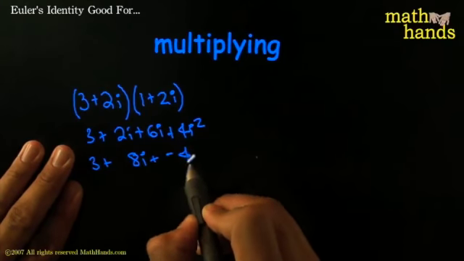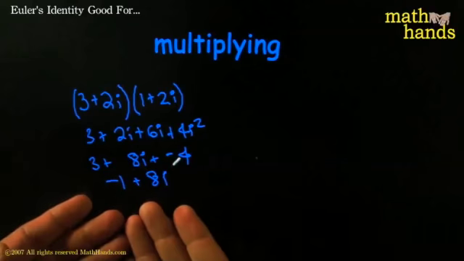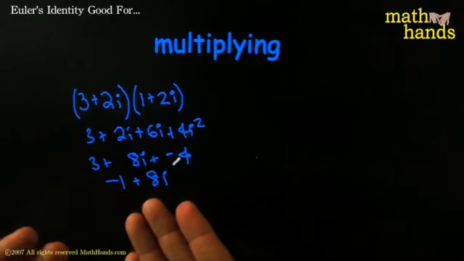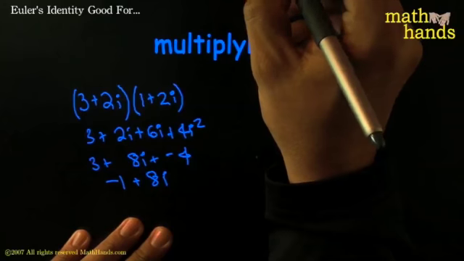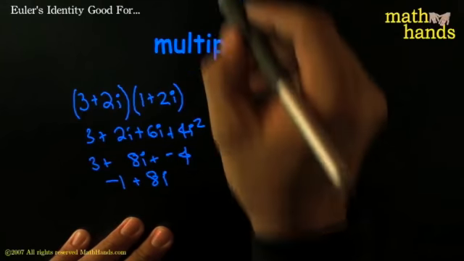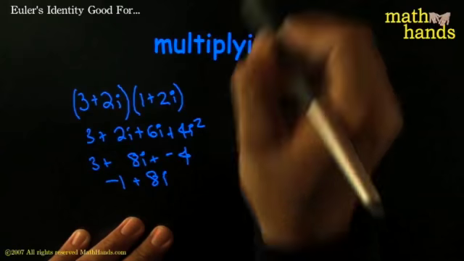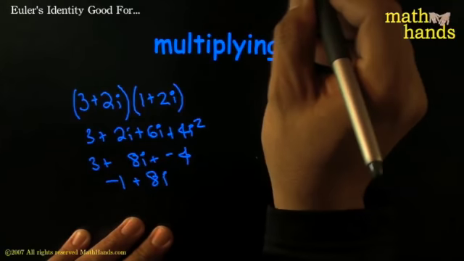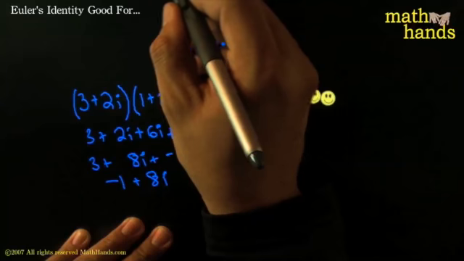You would start to FOIL this and you'd say, all right, 3 times 1, that's 3, and then 3 times 2i, that's 6i, plus 2i, plus 4i squared. The i squared becomes -1, so that's 3 plus 8i plus a -4. That becomes a total of -1 plus 8i. That's how you would do it before.